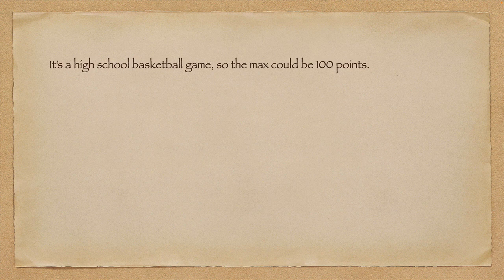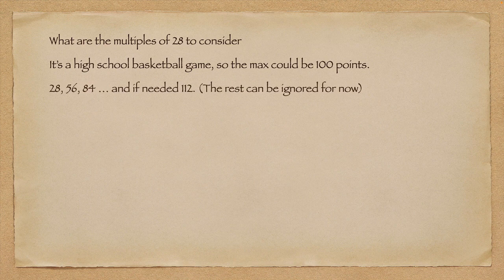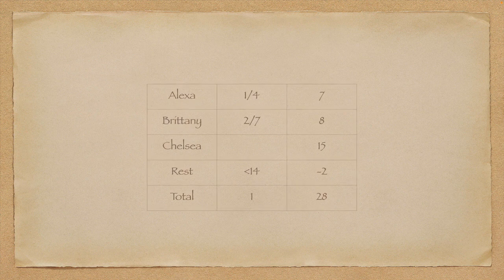So now let's go about doing it. It's a high school basketball game, so the max could be 100 points. So let's think about which multiples of 28 to consider: 28, 56, 84 for sure, and if needed 112. The rest can be ignored for now. Now let's guess and check.